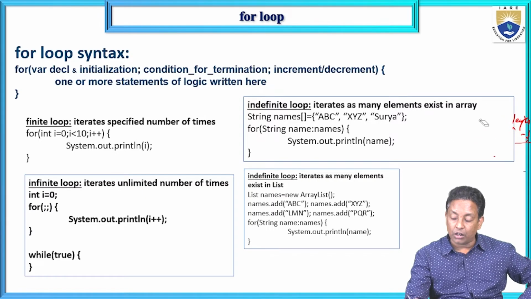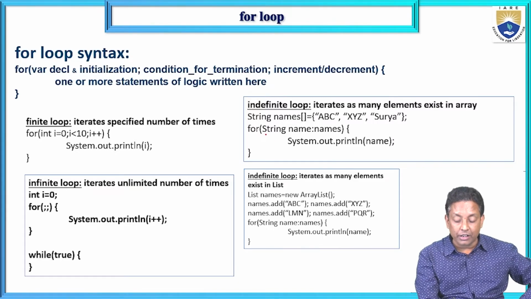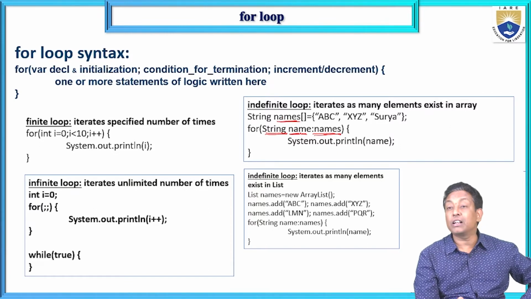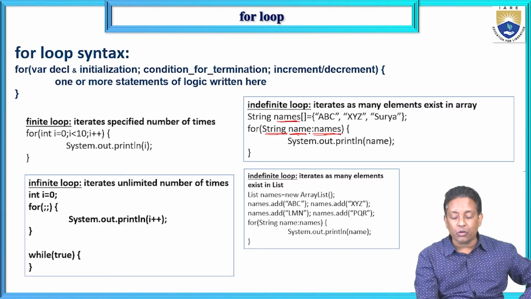In this example, what we are doing is string name colon names. Here the right hand side we have written array variable. Left hand side we have written single scalar variable. Scalar variable means single variable. String name colon names. So this is this enhanced for loop.